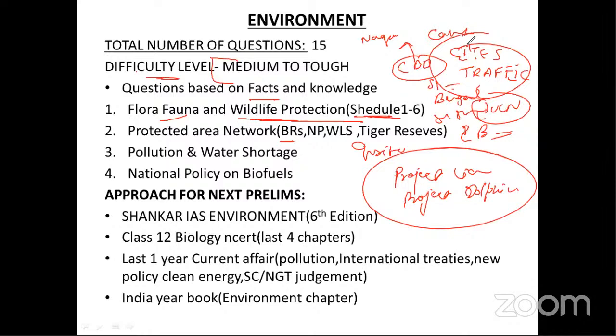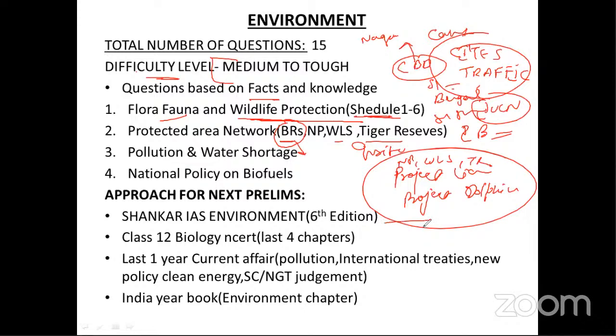So, protected area networks: biosphere reserve, national park, wildlife sanctuary, tiger reserve. Now, one important thing I want to tell you about the biosphere reserve. A biosphere reserve is a very broad area. It's a very broad protected area network that includes your national parks also, your wildlife sanctuaries also, and tiger reserves also.